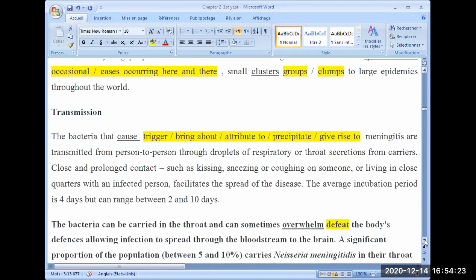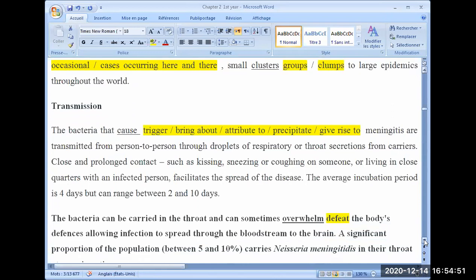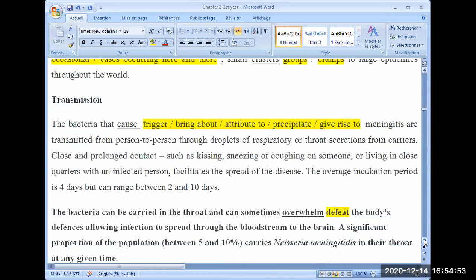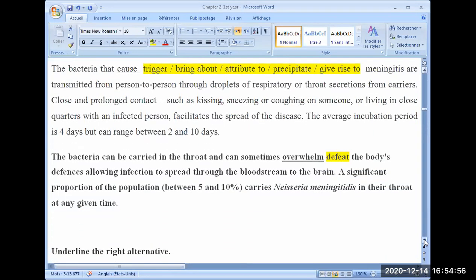And for overwhelm, you can also use the verb defeat. I am overwhelmed by something means something defeated me. So something is stronger than me, is beyond my capacities. I'm overwhelmed by the housework. So this is beyond my capacities. I'm overwhelmed. You can use this, defeat. You wrote also the word defeat. Okay.